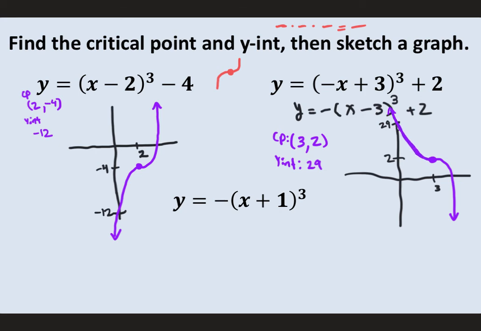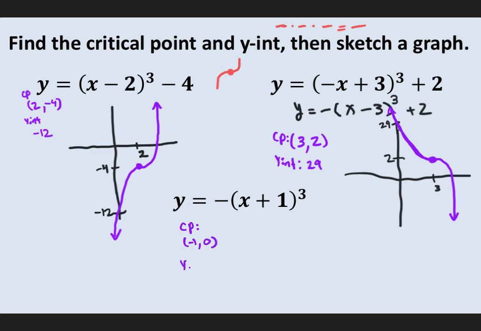All right, now this last one, the negative is already on the outside, so we don't have to pull it out, right? The negative's already on the outside. There is a left-right shift and no up-down shift. So we'll go ahead and find our critical point. Our critical point is negative 1, comma 0. So we went left 1 and no up and down.